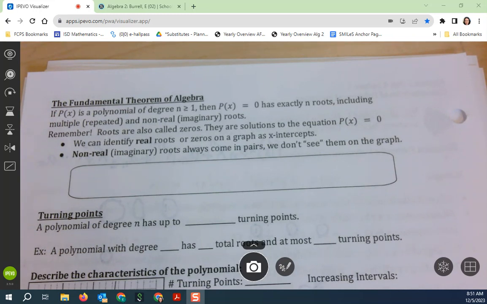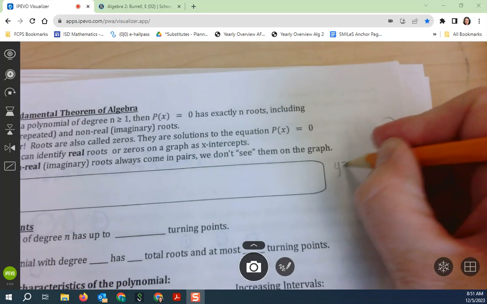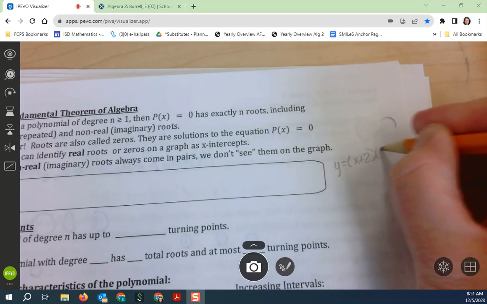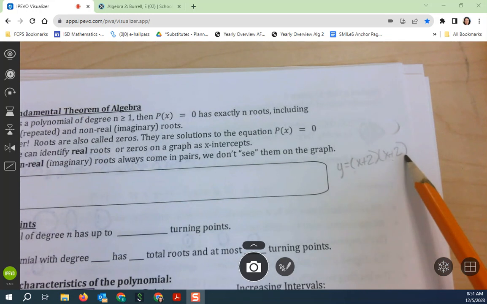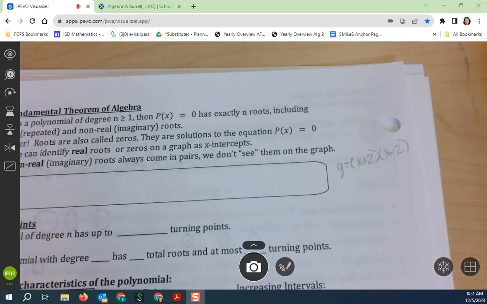So for example, if you had the quadratic equation, and I'm just going to put this in the margin, y equals x plus 2 times x plus 2, and you set that equal to 0 to find your solutions, you would get x equals negative 2 twice, that's called a double root. That means that negative 2 is an answer 2 times. So it does have 2 solutions, it's just that they're the same number, okay? So quadratics always have 2 solutions. Cubics always have 3 solutions. That's the fundamental theorem of algebra.